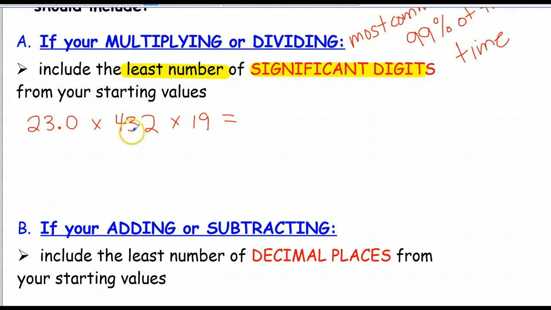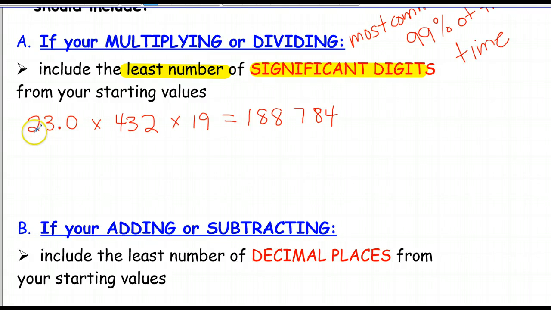So 23.0 times 432 times 19. When I put that in my calculator, I get 188,784. Okay, this is our final answer. This is what our calculator spits out at us. But the final step you always have to get in the habit of doing is asking yourself, how many significant digits should this final answer have? We have to look at our starting values.